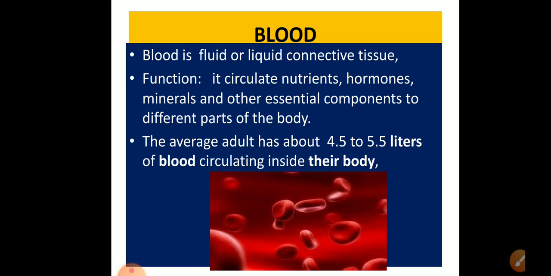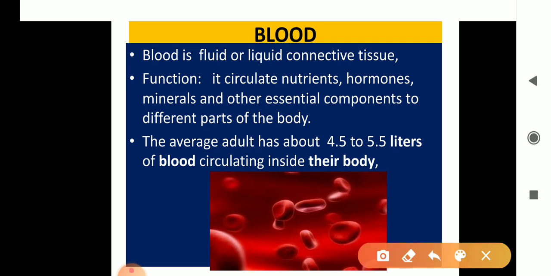Next is blood. Now we will talk about the next component of the circulatory system, that is the blood. Is it okay? Now, what are the physical properties of blood? It is a red vascular connective tissue, and it is opaque, and it is alkaline also. The pH of blood is 7.4.